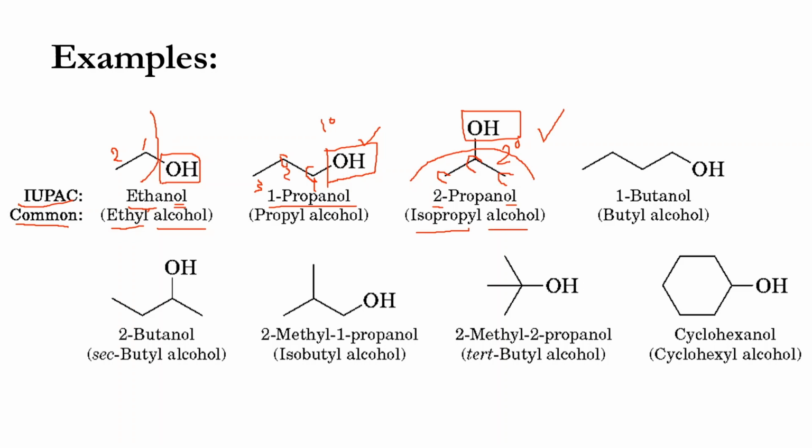The next example is a 4-carbon alcohol. 1, 2, 3, 4. So your OH is bonded to carbon 1, so you call it 1. The 4-carbon alkane is butane. From butane, you drop E and change to OL to become butanol. So you call it 1-butanol. This alkyl is called butyl. So for the common name, you call this butyl alcohol.